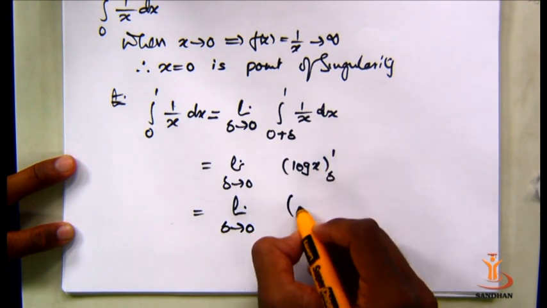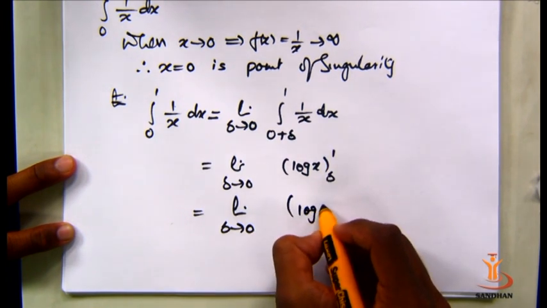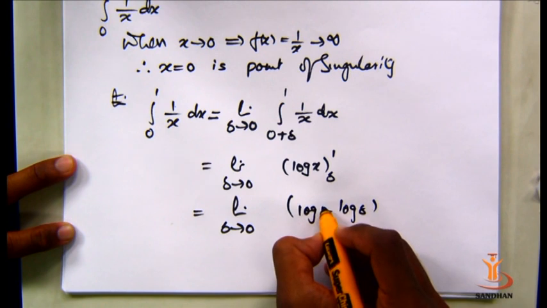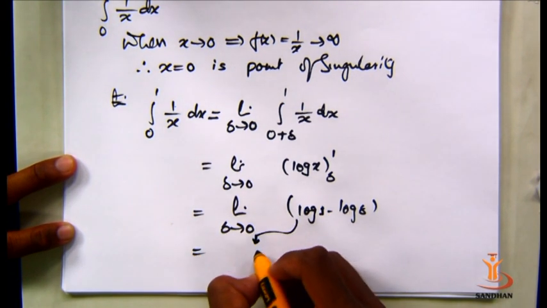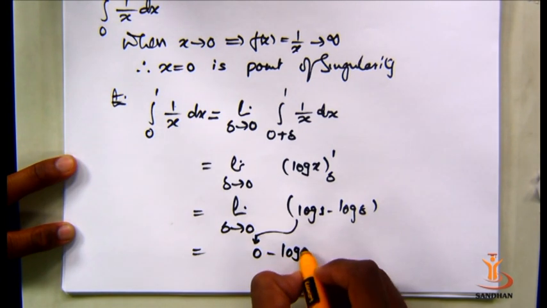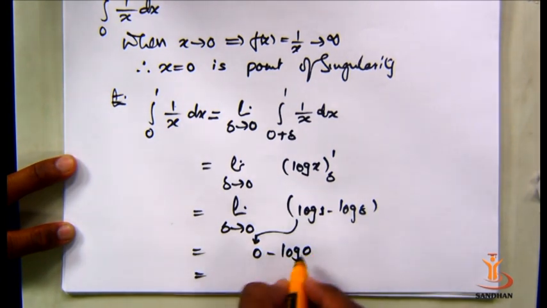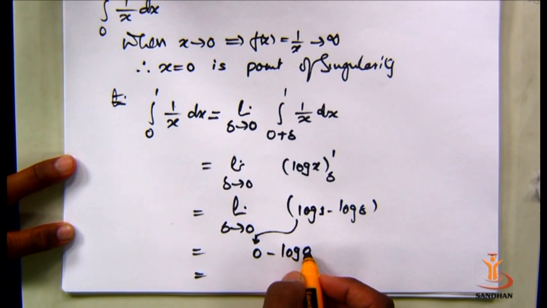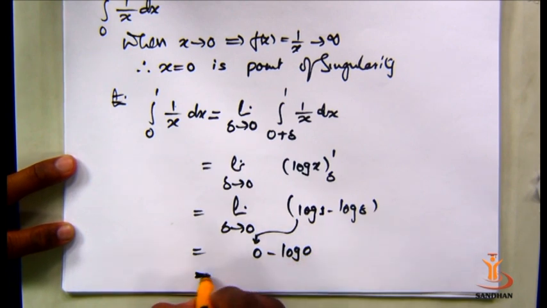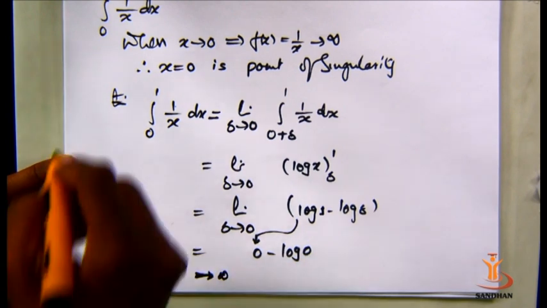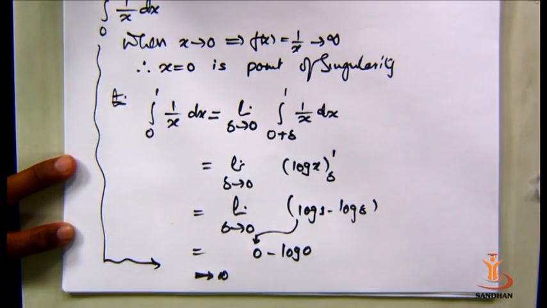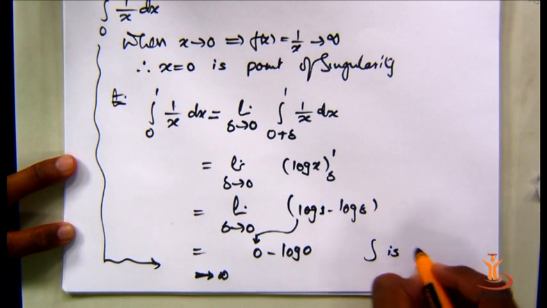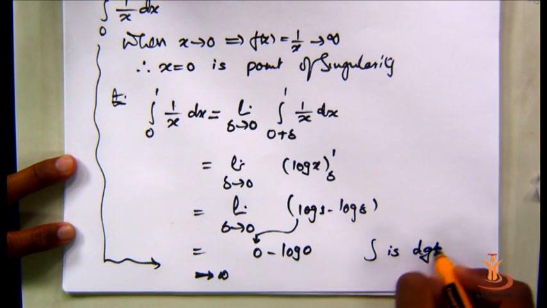As in the previous one, simple fundamentals of integration give log 1 minus log delta, where delta tends to 0. Log 1 is 0, minus log 0. Log 0 is not defined; it is in fact minus infinite, which gives infinite. As the area of the integral is not defined, we can say that the integral is divergent.